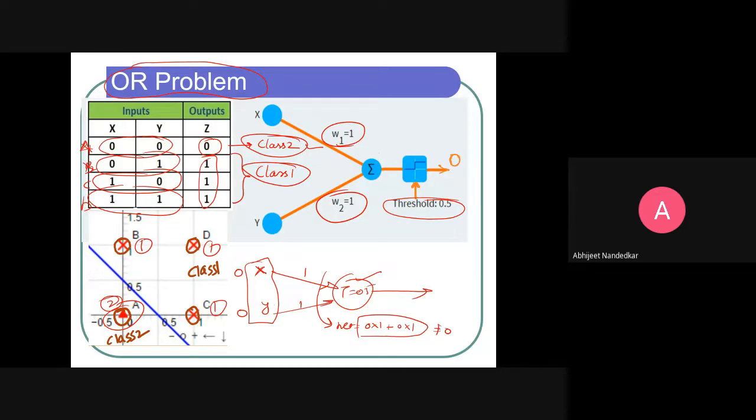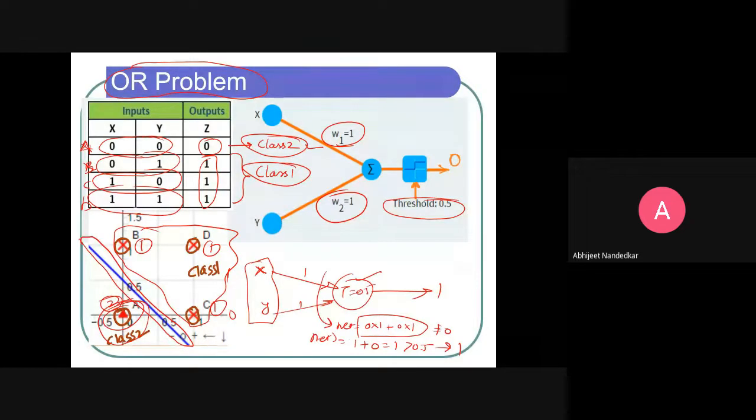If I make any one of these inputs 1, then net is greater than 0.5. Suppose I make this as 1 and this as 0, then the net value is 1 multiplied by 1 plus 0 multiplied by 1. So this is equal to 1, which is greater than 0.5. So my neuron is going to fire. This will happen for all these 3 inputs, and for this one, the neuron is not going to fire. That means I am implementing this particular line.